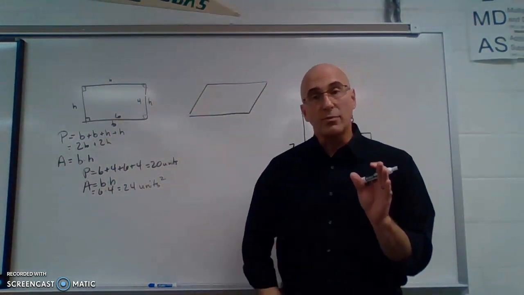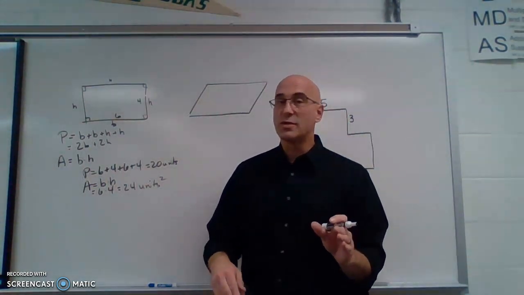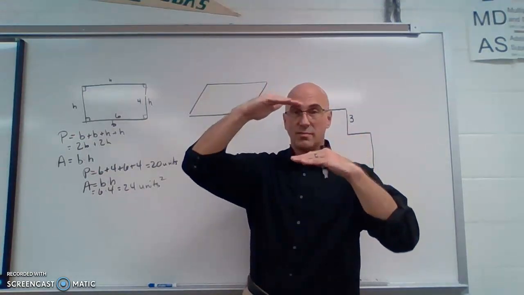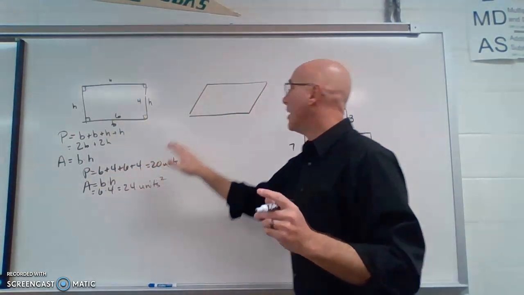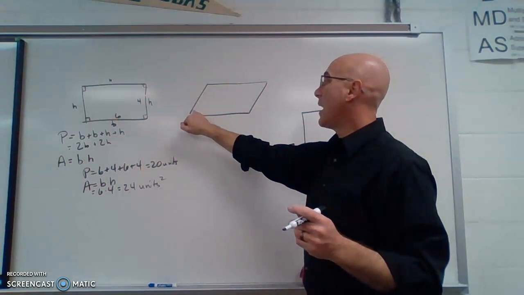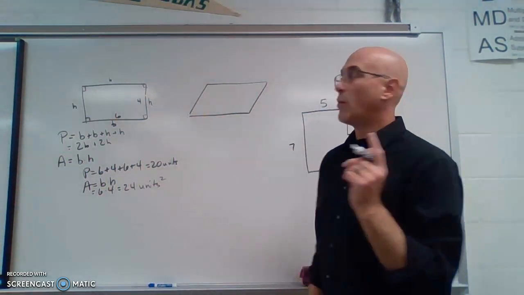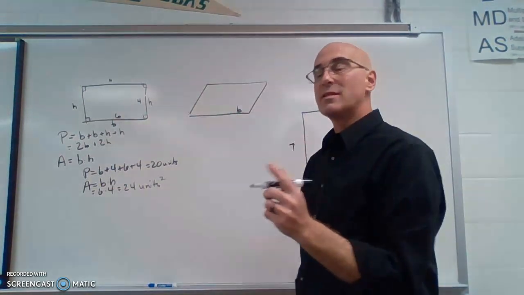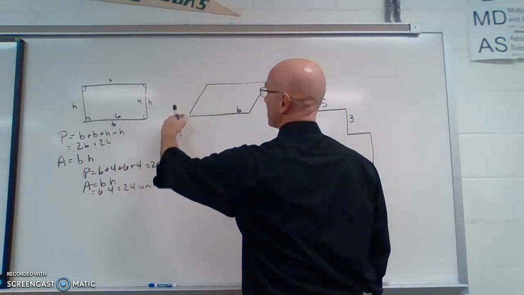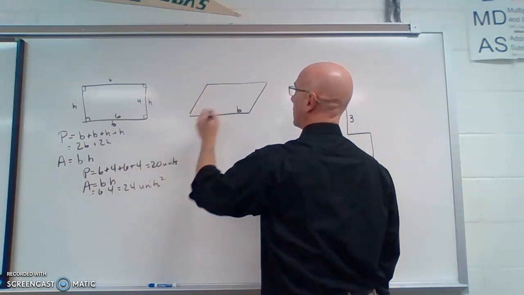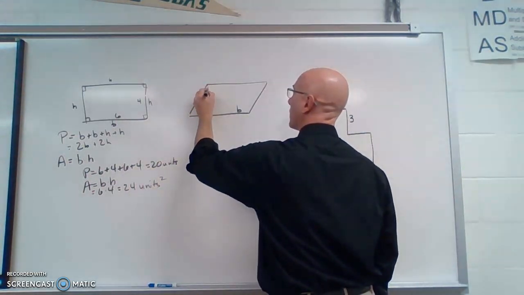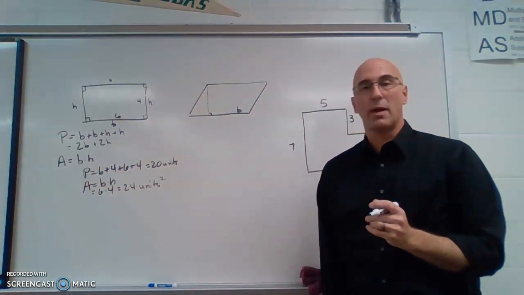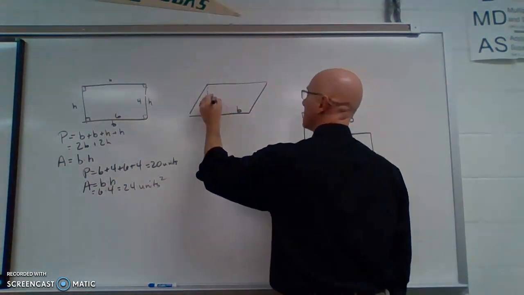Now we have a parallelogram. A parallelogram is 2 sets of parallel and congruent sides, just like a rectangle, but we don't have the right angles. So we have a base, but then the height is not this. This is not the height of a parallelogram. The height of the parallelogram is if we drop a perpendicular line to the base. That is the height.